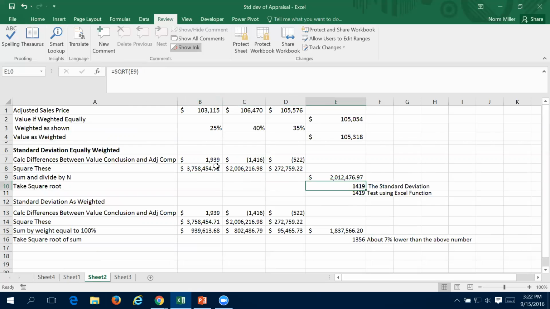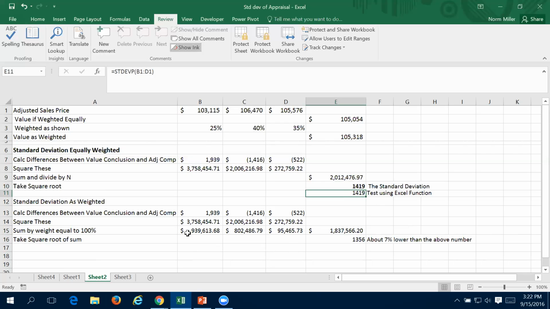So what I've done is I've just, in pure math, I've calculated the standard deviation right here of 1419. And then I tested my result against what Excel would calculate for that same population. And I see the result is the same, and this assumes it's a normal population.